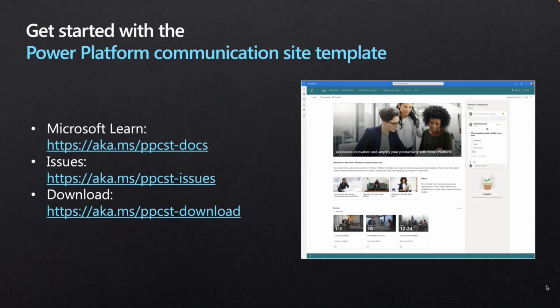We also have an issue link. Whenever you encounter an issue, please file them. We'll make sure that we'll solve those issues as well. And of course, a download link to directly download the zip file that you can extract. And then you can extract that and have all the files there to deploy the communication site template. Well, enough talk about it.